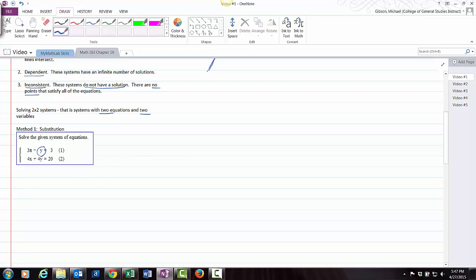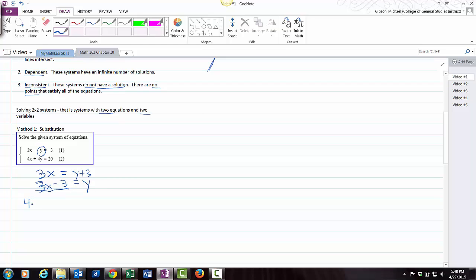So let's do substitution. I'm going to take this first equation, and I'm going to add the y over to the right. So then I'm going to have 3x equals y plus 3. Then I'm going to subtract the 3 back over here: 3x minus 3 equals y. So now I know that y equals this 3x minus 3, right? So I'm going to substitute that in for the y in the other equation.